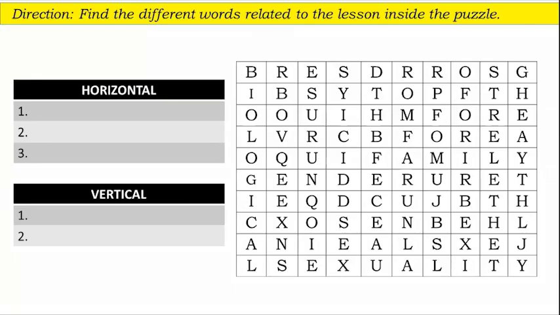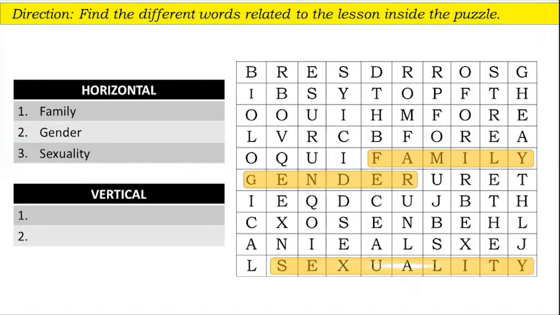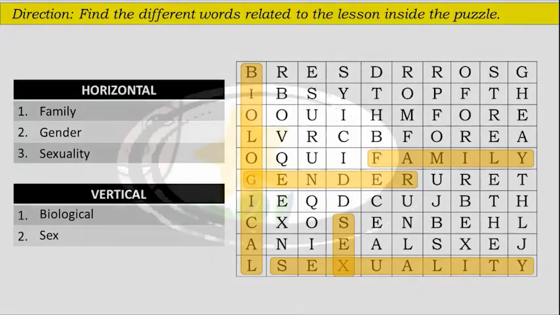And as part of the wrap up, there are hidden words in this puzzle that we had encountered in the discussion. Can you find them all? So we have here 3 horizontal and 2 vertical. So in this puzzle, we have first, family. Next, gender, sexuality, biological, and more. Did you find them all? If you did, great job!